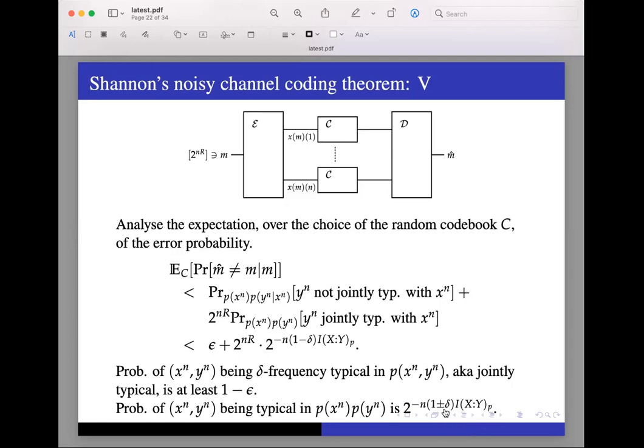So this plus minus delta means that the probability is upper bounded when I have a minus out here, and lower bounded when I have a plus out here. So the probability of a sample from the product distribution being jointly typical with respect to the joint distribution is tightly bounded between these two extremes. Anyway, we only want the upper bound, so that's what we put out here. Any questions?